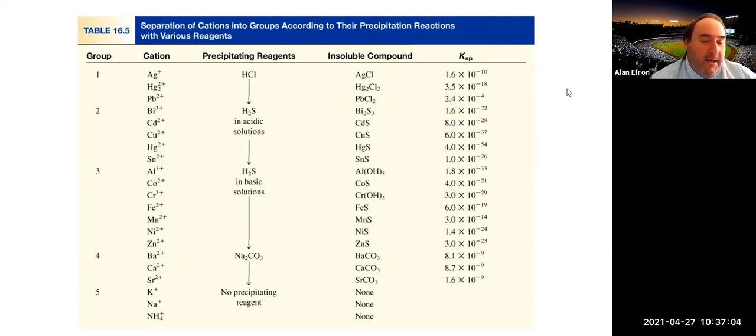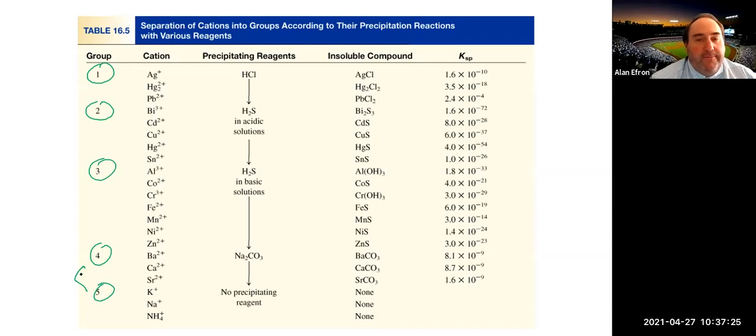But really what qualitative analysis is there's different groups. And when we talk about groups in qualitative analysis, there's group 1, group 2, group 3, group 4, and group 5. And sometimes these guys are kind of combo together. And when we talk about groups here, though, we're not really talking about groups on the periodic table.